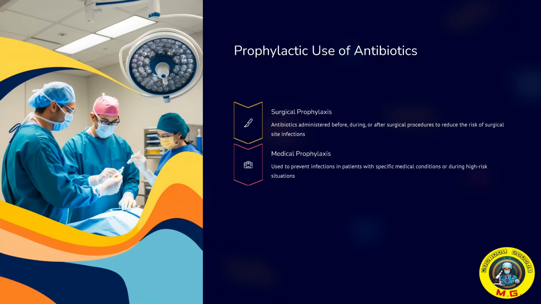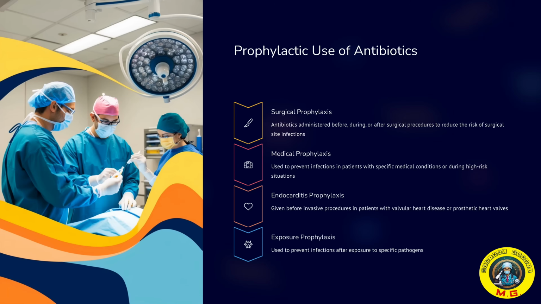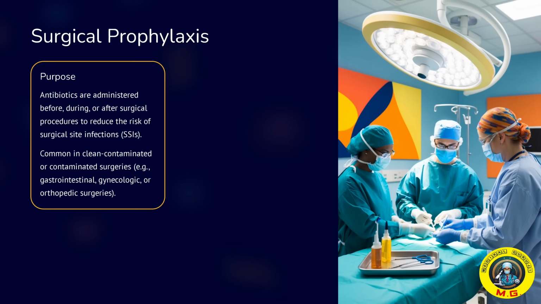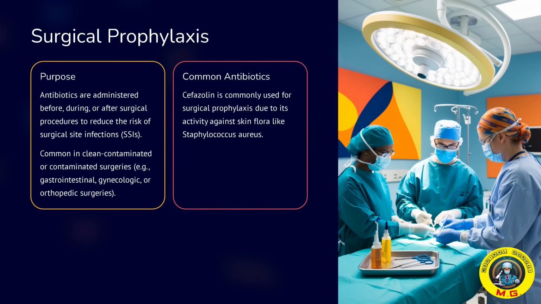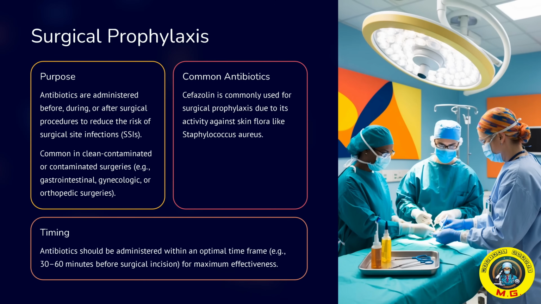Surgical prophylaxis is used commonly in clean contaminated or contaminated surgeries, for example gastrointestinal, gynecologic, or orthopedic surgeries. For example, cefazolin is commonly used for surgical prophylaxis due to its activity against skin flora like Staphylococcus aureus. Second category is medical prophylaxis.